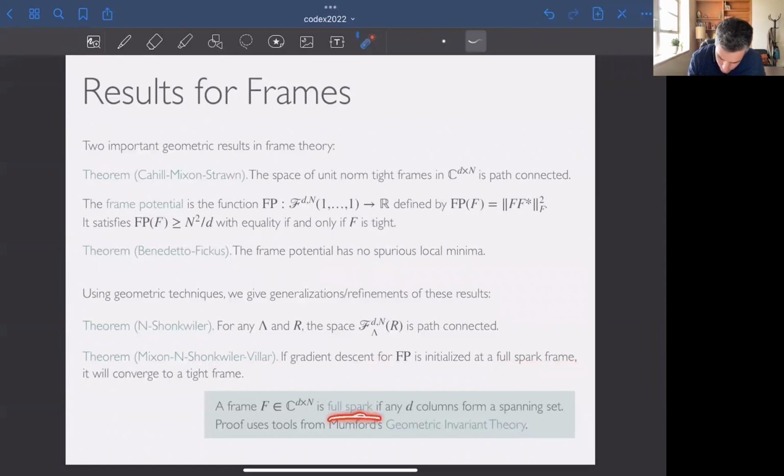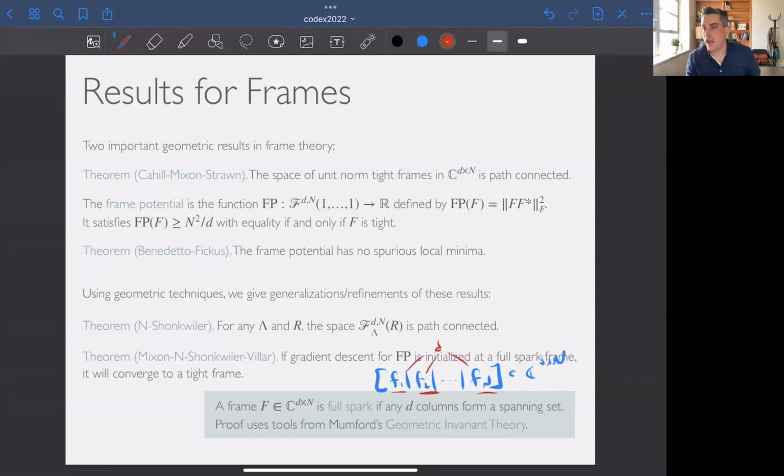So a frame is full spark, right? A frame is like F1, F2, Fn. If I pick D of those, remember this is in D by n-dimensional space, then I want that to be spanning still, okay? And so if any D columns that I pick are spanning, I say the frame is full spark. These are dense in this space of unit norm frames. So if I initialize at one of those, then gradient descent, I'll always head to a tight frame.